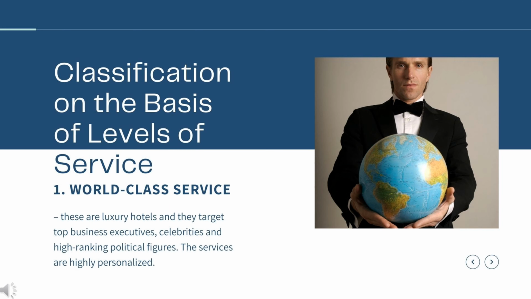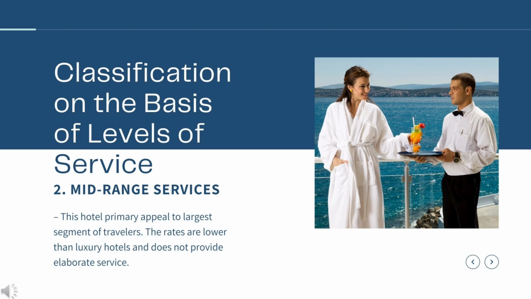Now let's proceed to classification on the basis of levels of service. Number 1 on the list is world-class service. These are luxury hotels and they target top business executives, celebrities, and high-ranking political figures. The services are highly personalized. Number 2. Mid-range services. This hotel primarily appeals to the largest segment of travelers. The rates are lower than luxury hotels and it does not provide elaborate service.